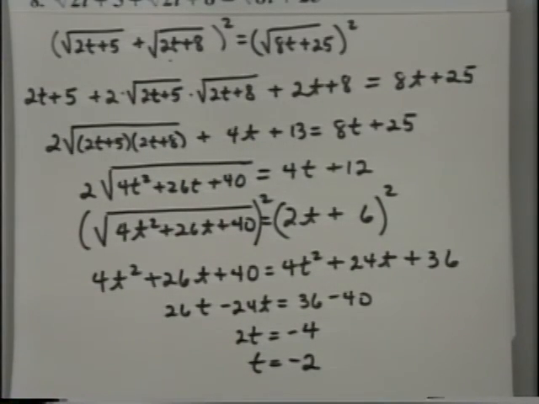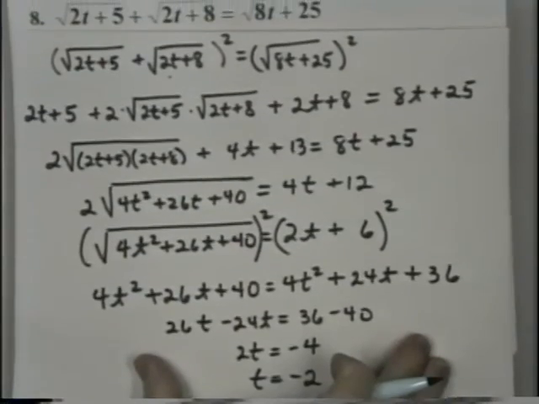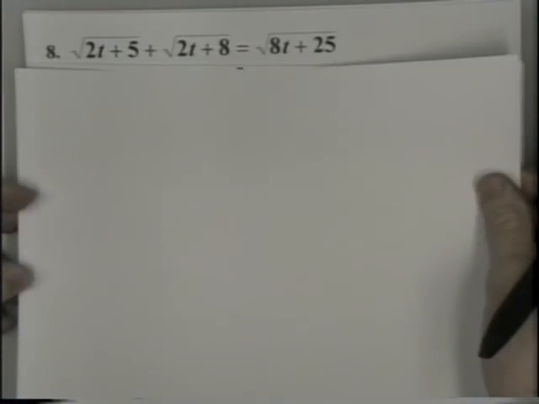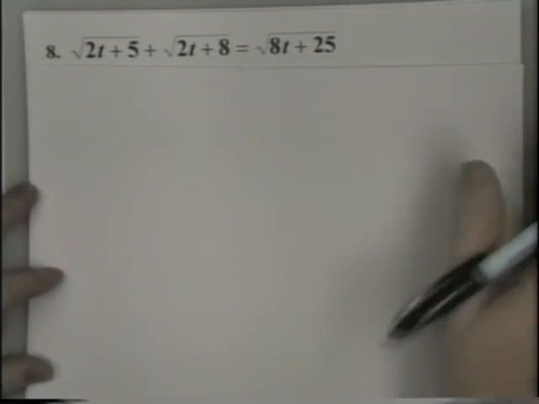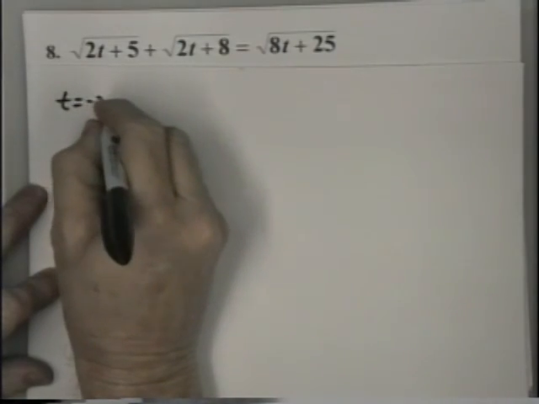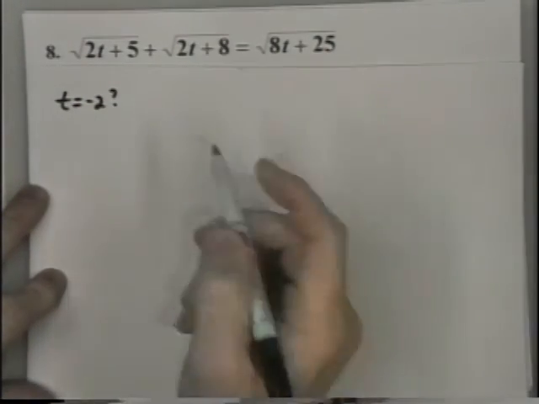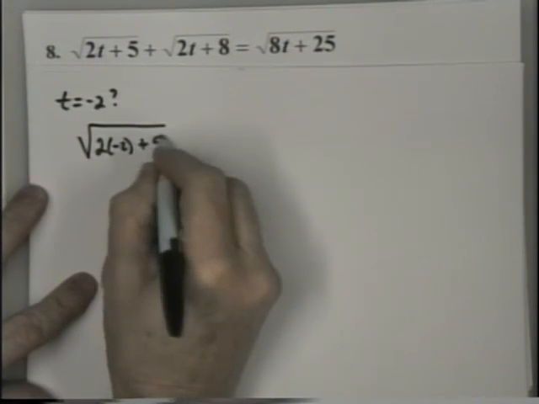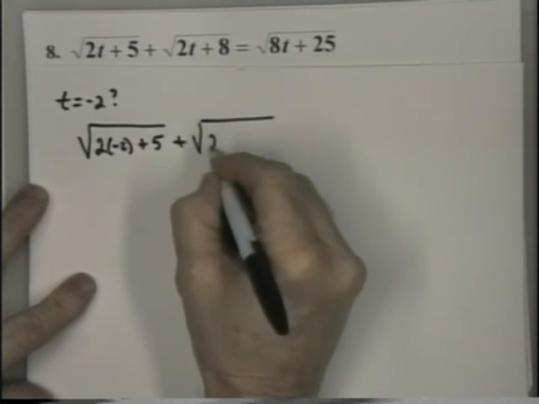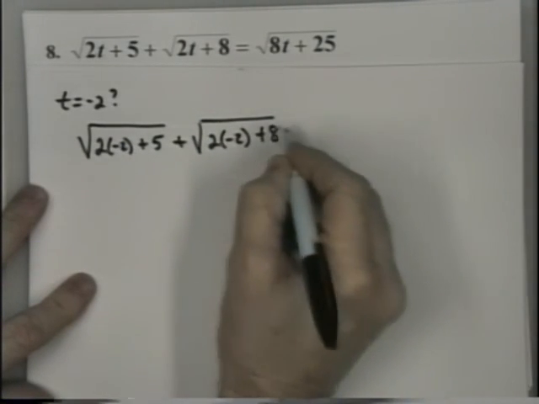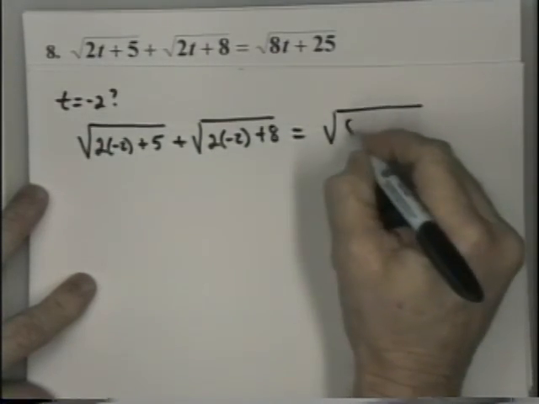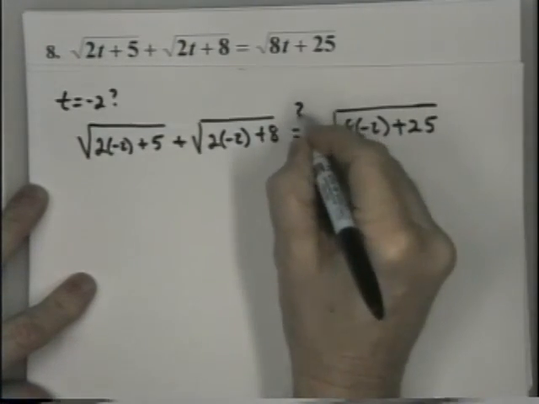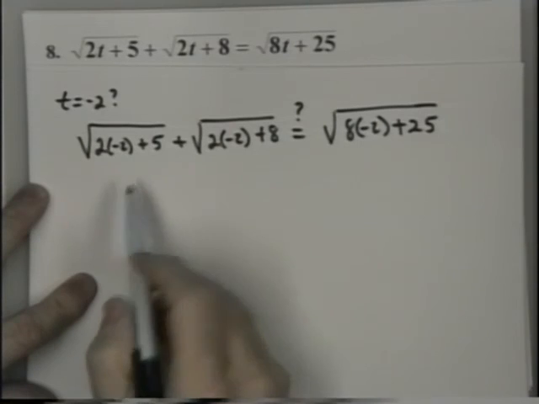We've got to go back now and check it. Where do we go? Back to the original equation. There it is, right up at the top. So let me just cover this up. I know what I think the solution is. T equal to negative 2. Let's find out. So we take the first radical, put a negative 2 in there. Take the second radical, put a negative 2 in there. Take the third radical and substitute a negative 2 into there for t. And the question is, do those equal each other?